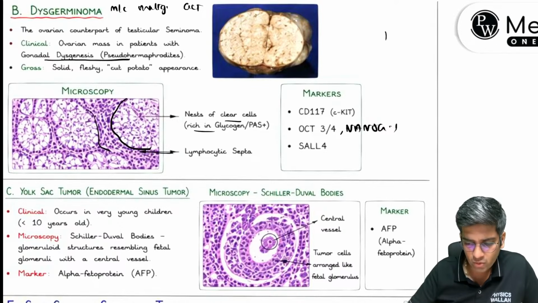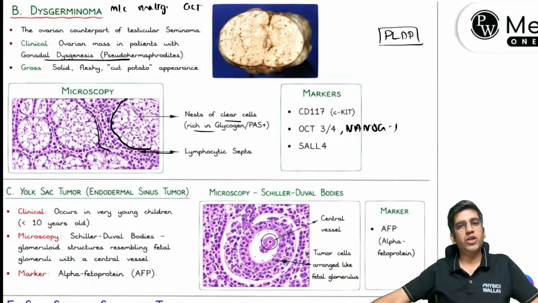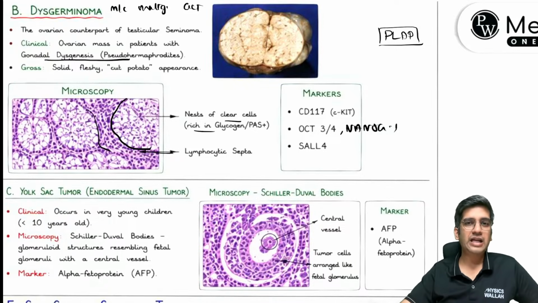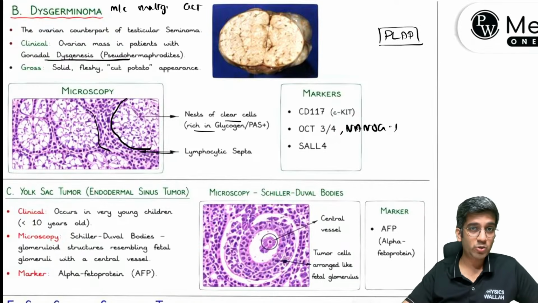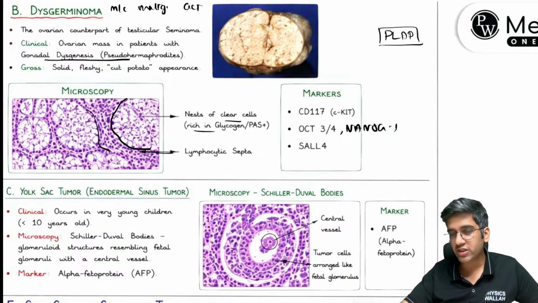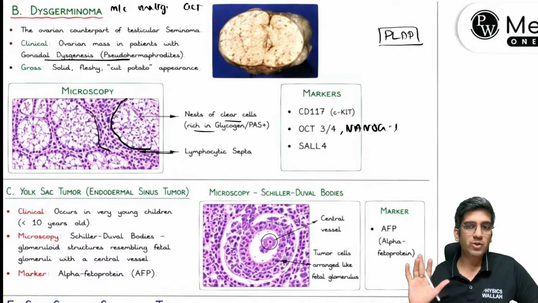Fine. I just want to specify this PLAP. I hope examiners will not use the term PLAP. PLAP is placental alkaline phosphatase, which was used to diagnose seminoma and dysgerminoma. The specificity and sensitivity are around 60%. No one uses it in real life, but still there are old questions which say PLAP positive tumor. If they ask, think of seminoma and dysgerminoma.